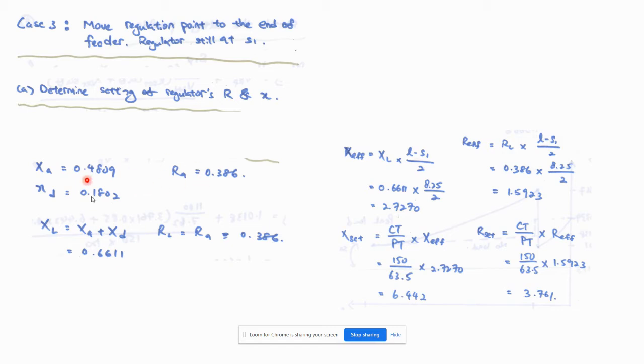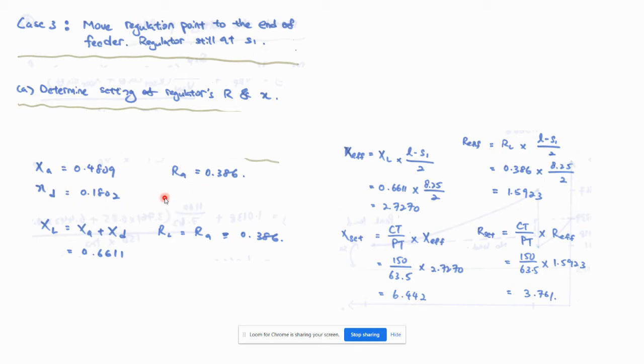Okay, I obtained this information from somewhere else, and it's not given in the descriptions. But let's say that these are given to you, right? RA, XA, and XD. All right, these three are given to you. Even in your assignment or in your test or in the exam later, these three pieces of information will be given to you.